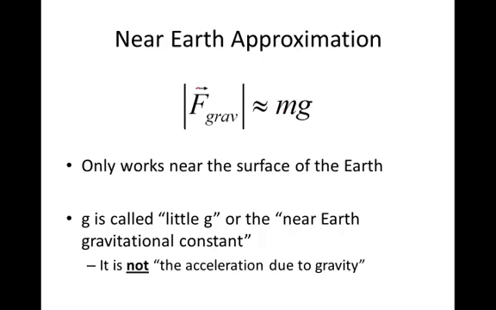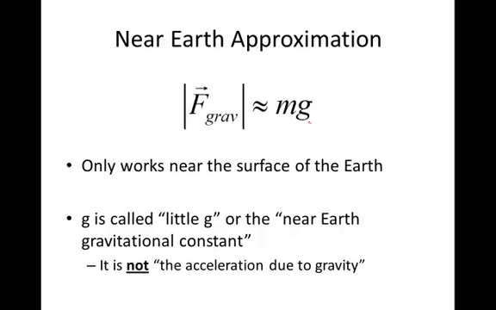So notice here that this is giving us the magnitude. The direction you will have to kind of insert yourself. And typically, the way we set up our coordinate system, we usually assume that gravity is pointing in the negative y direction. So you will actually have to manually insert a direction. This is just giving us the magnitude. So m is the mass of the object, and g is sometimes called little g, or the near-Earth gravitational constant.